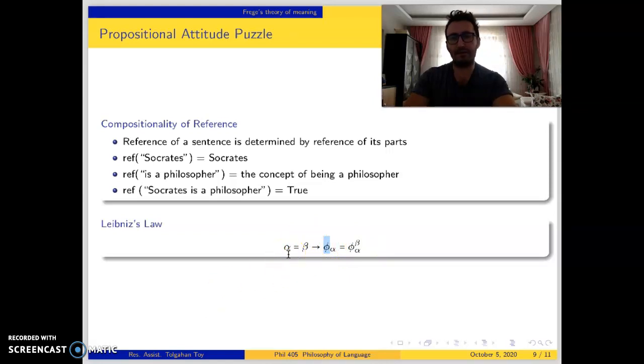As an example, if 4 and 2 plus 2 are one and the same object, then one can be substituted for the other in any formula. Or if the author of Metaphysics and Aristotle are one and the same object, then Aristotle can be substituted for the author of Metaphysics in any formula, in any sentence, or the author of Metaphysics can be substituted for Aristotle in any formula, in any sentence.